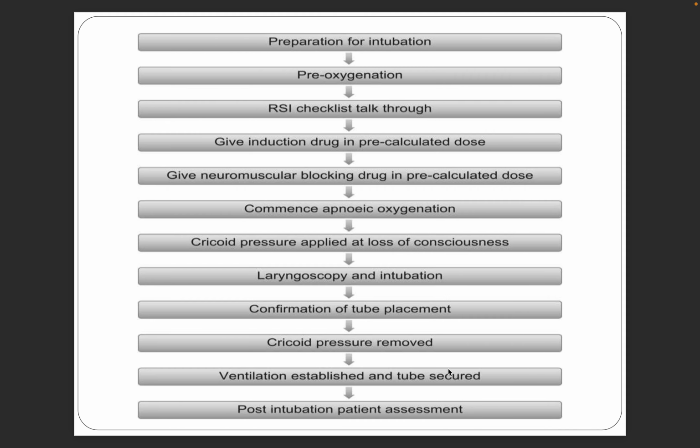So when you prepare for intubation, you pre-oxygenate. There is a checklist for the RSI which is talked through. Give induction agent, give neuromuscular blocking agent, and of course the patient will have an apneic oxygenation. Apply the cricoid pressure when there is loss of consciousness. Prepare a laryngoscope, intubate the patient, confirm the tube placement. After the tube is inserted, remove the cricoid pressure. Ventilation is established and tube is secured, and of course, proceed for the post intubation patient assessment.